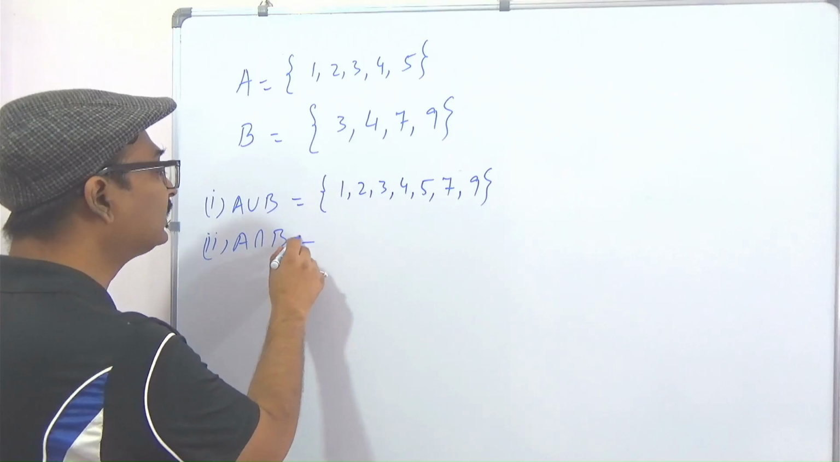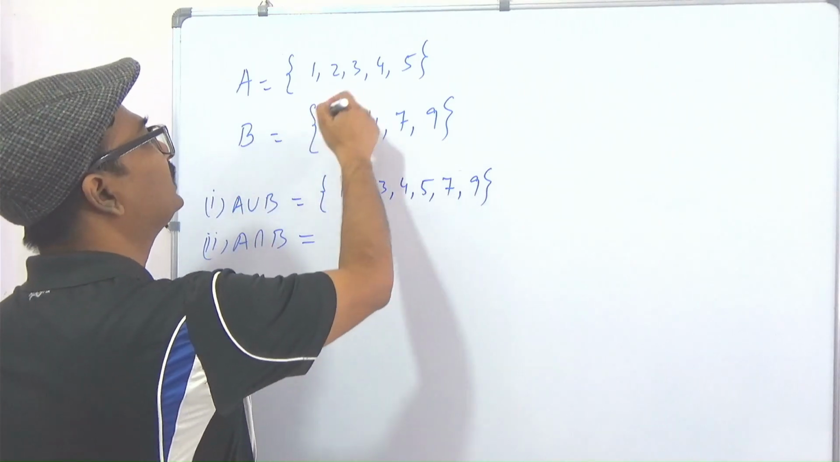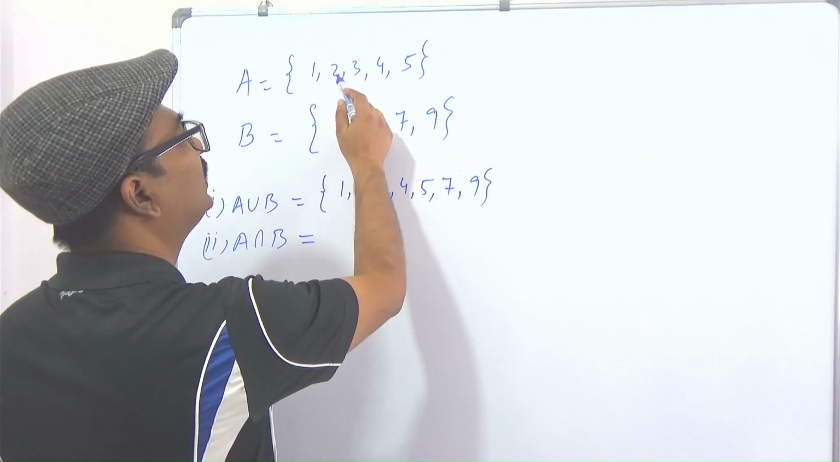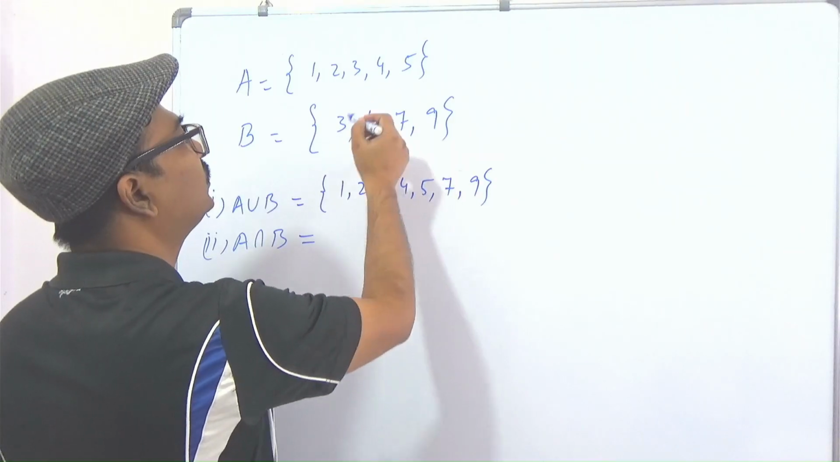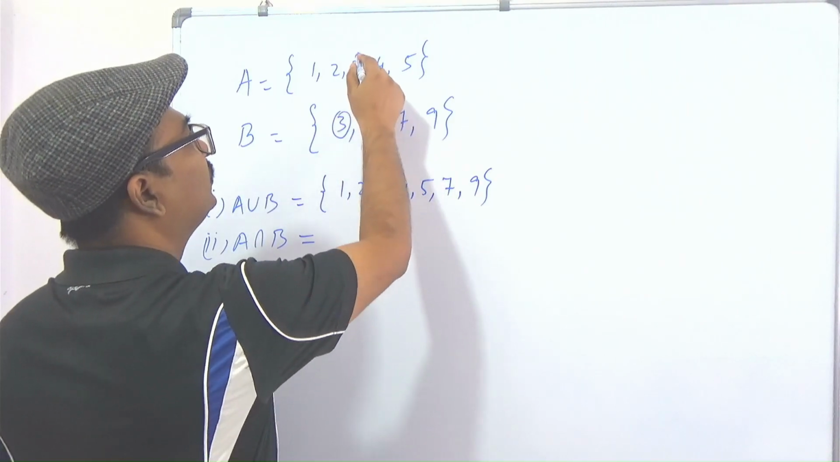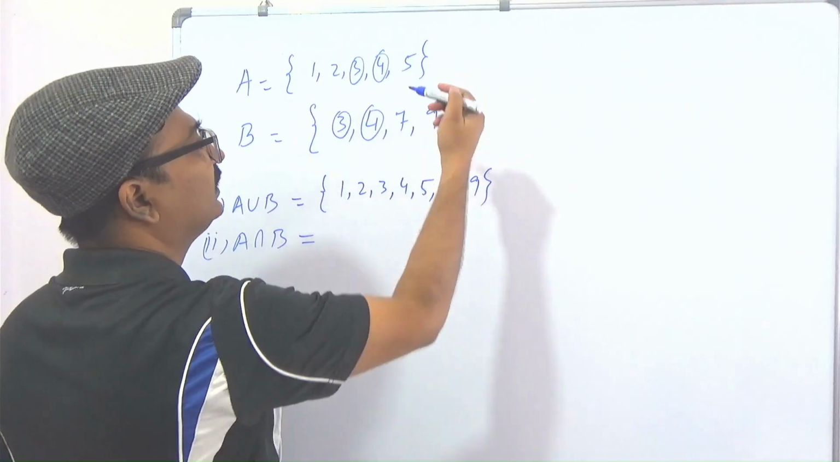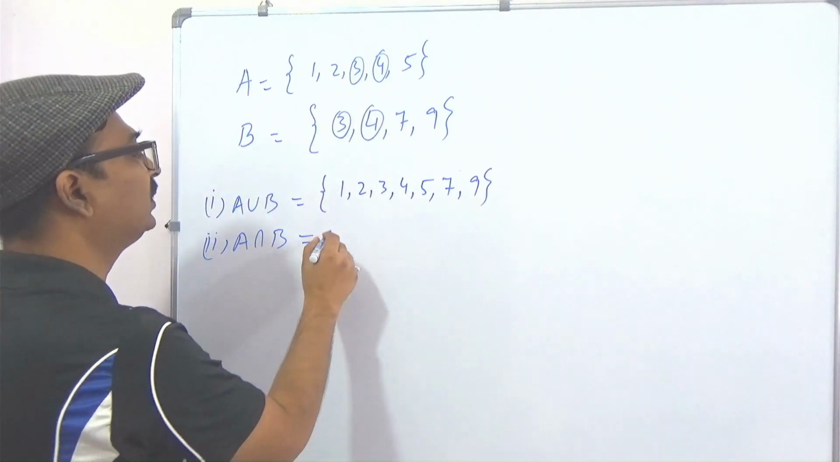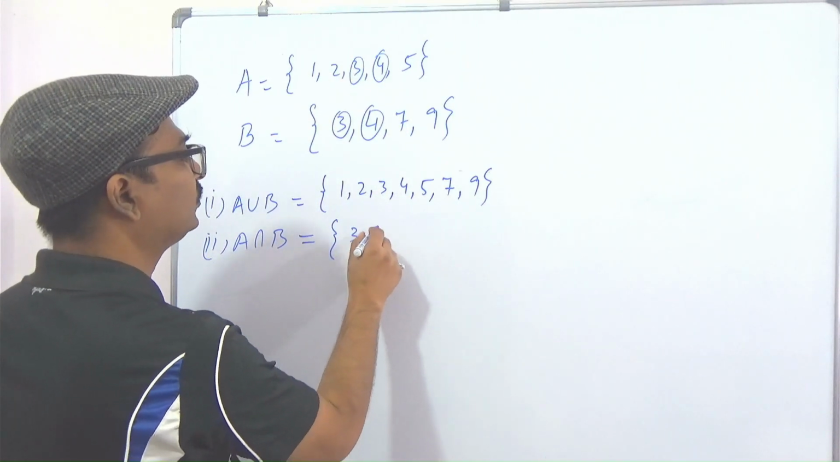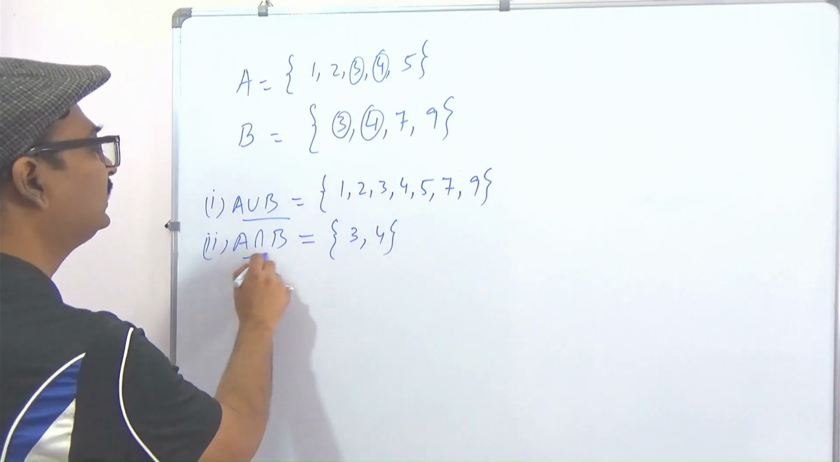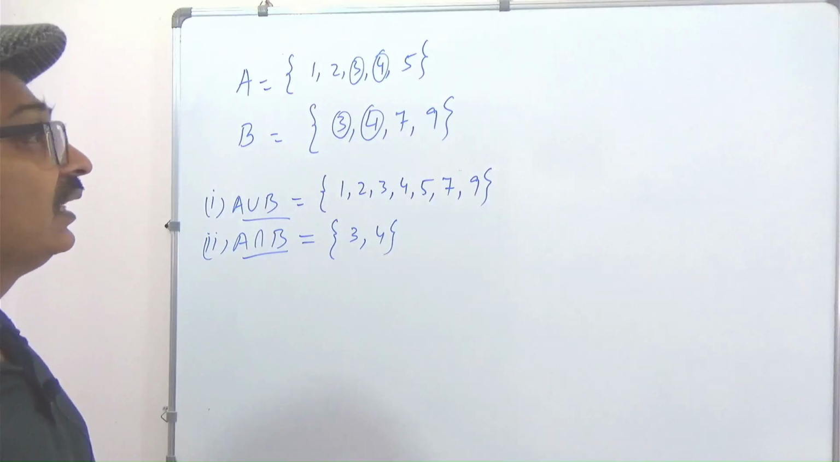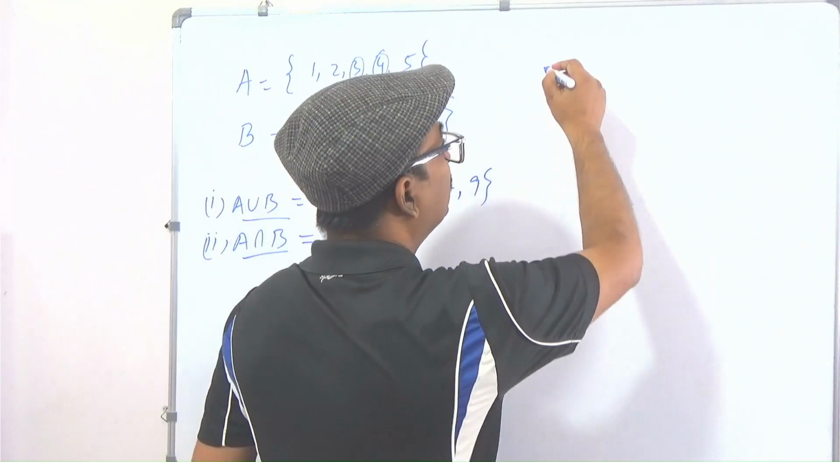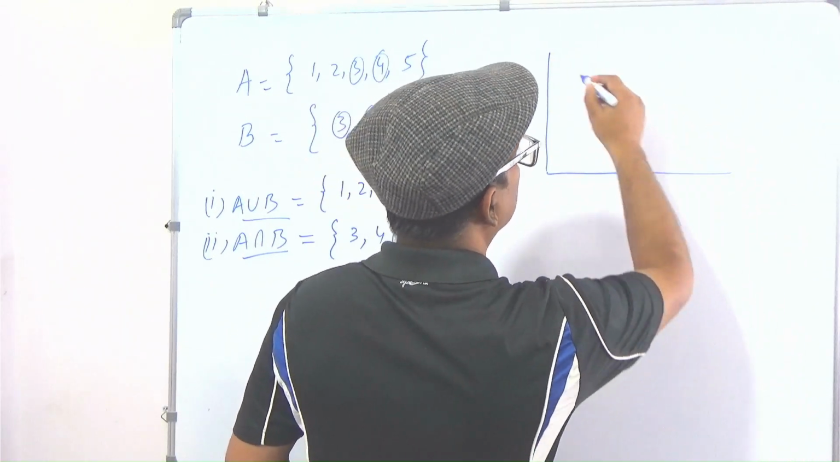And A intersection B, those elements which are present in both. Which are the elements? 1 and 2? No, not present in B. 3, 4, yes, they are present. 5, 7, 9, not present in both. So 3 and 4 are common to these. So this is A union B, this is A intersection B. How will we represent it on the Venn diagram? See.